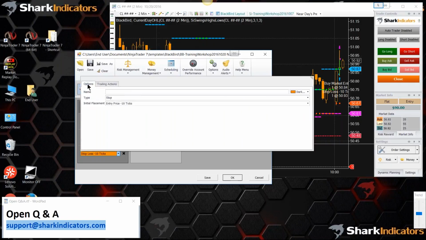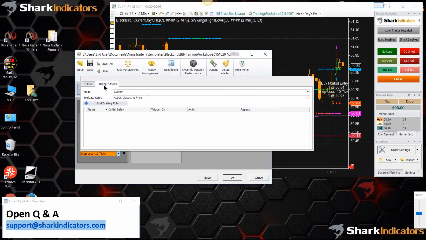Right, so when you're setting up an order, the first thing you need to do is set up the options first. Basically, you need to set your initial placement first. So we're just doing something simple. It's just going to be the entry price minus 10 ticks for a stop loss. So this is just a 10 tick stop loss, right? So that's our initial placement. Then we want to create some fancy trailing rules here, or some trailing actions.